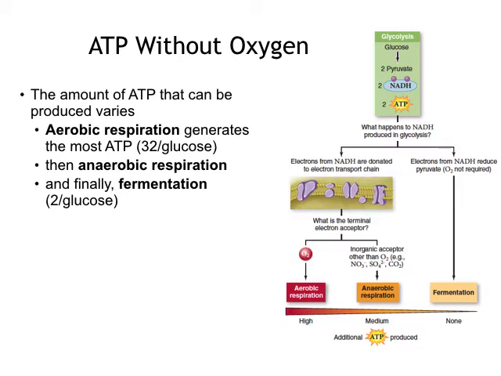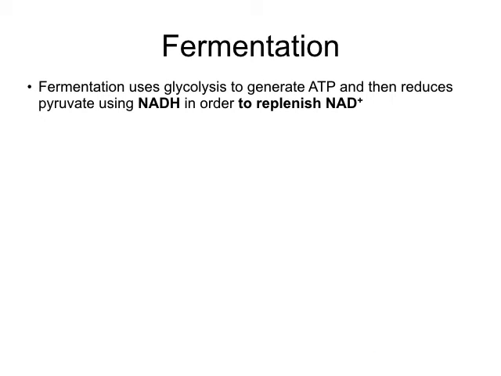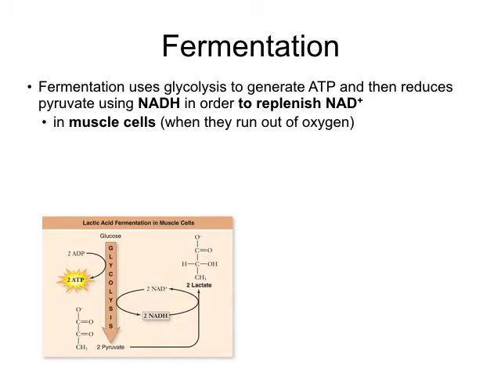All right, so remember, fermentation does not do the Krebs cycle, it does not do the electron transport chain, it just does glycolysis and then figures out a way to replenish NAD+. So let's look at fermentation super quickly. Again, fermentation uses glycolysis to make ATP, and how it replenishes NAD+ is that it reduces pyruvate using NADH. This happens in muscle cells when they run out of oxygen. In muscle cells, after glycolysis, they reduce pyruvate into lactate or lactic acid. Same thing, basically. But they do this using NADH.